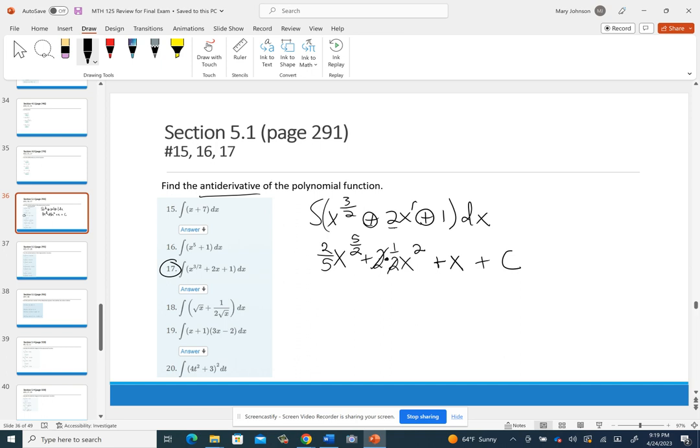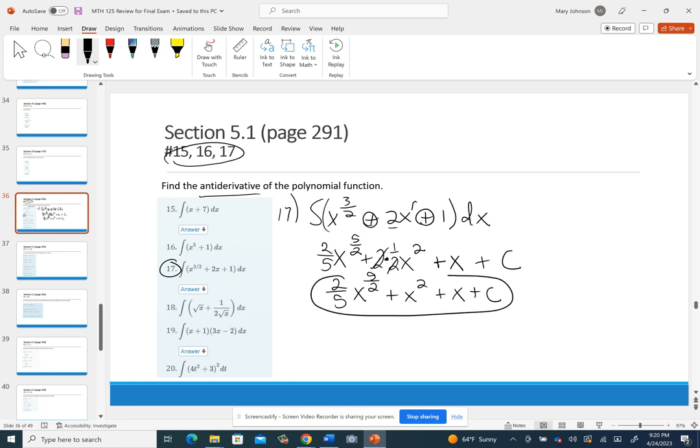Now, this one had a 3 halves to start with, so I'm not going to rewrite this using radicals, even though it is a radical of some sort, but I am going to do the 2 times 1/2 and simplify that. And then this would be my answer. This was number 17. There's a couple others you can do. And if you do this using the interactive textbook, you can actually click on those little answer boxes and see if you did those correctly.